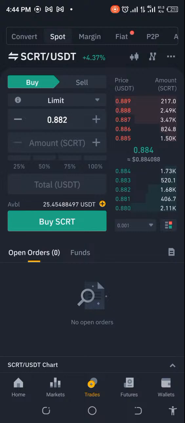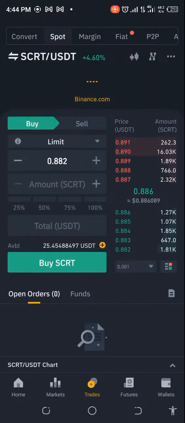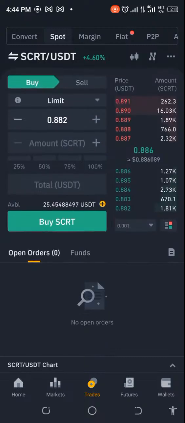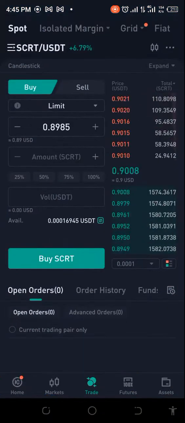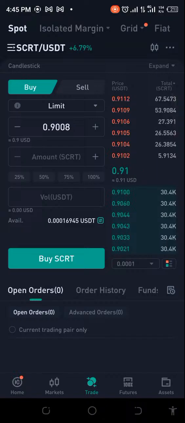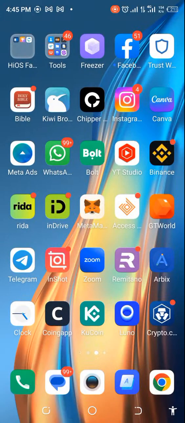Today, we're going to be looking at another episode of inter-exchange arbitrage. Yes, we just got the signal now, and we're trying to see this work. Okay, so this is the SCRT/USDT. You can see here currently the price is 0.886. And on KuCoin, it is 0.9. So there is a difference. We need to be really fast.